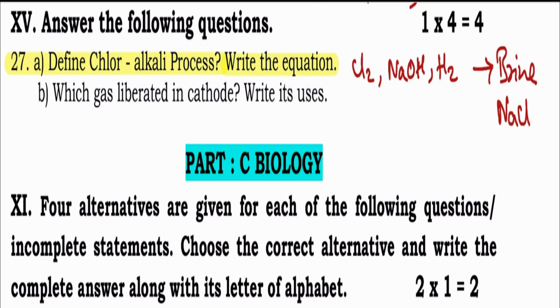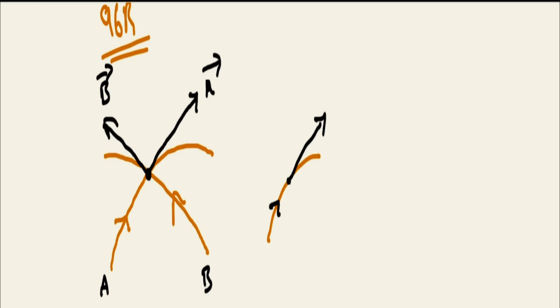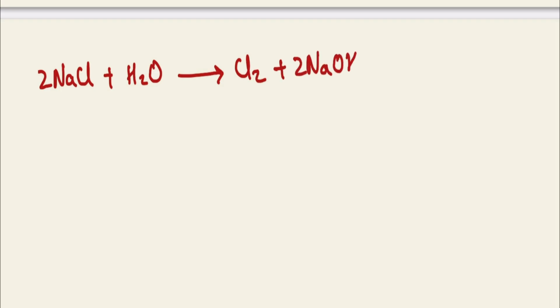So the equation for this is 2NaCl plus 2H2O gives rise to Cl2 plus 2NaOH plus H2. Now this is balanced.